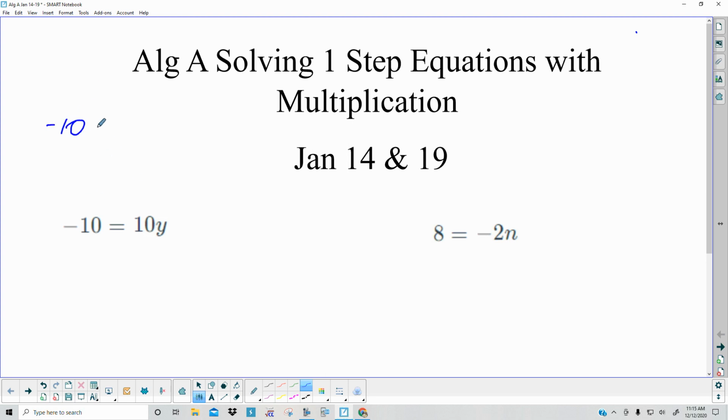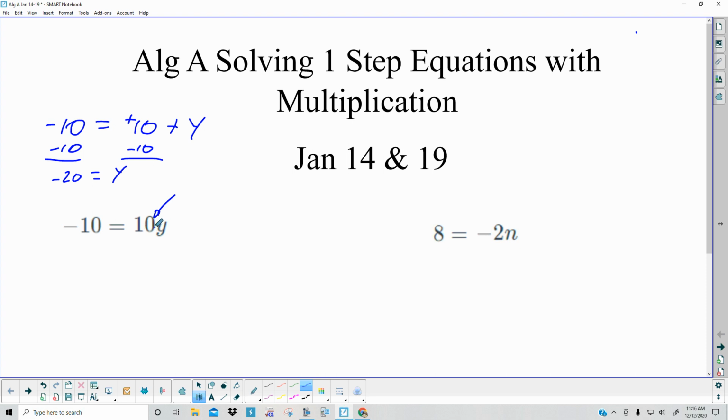Let's say I had negative 10 is equal to 10 plus y. Let's say there was an addition sign in here. This 10 is with the y. I need to make it go away. So I need to undo adding 10 to the side by subtracting 10 from both sides. So I have negative 20 is equal to y.